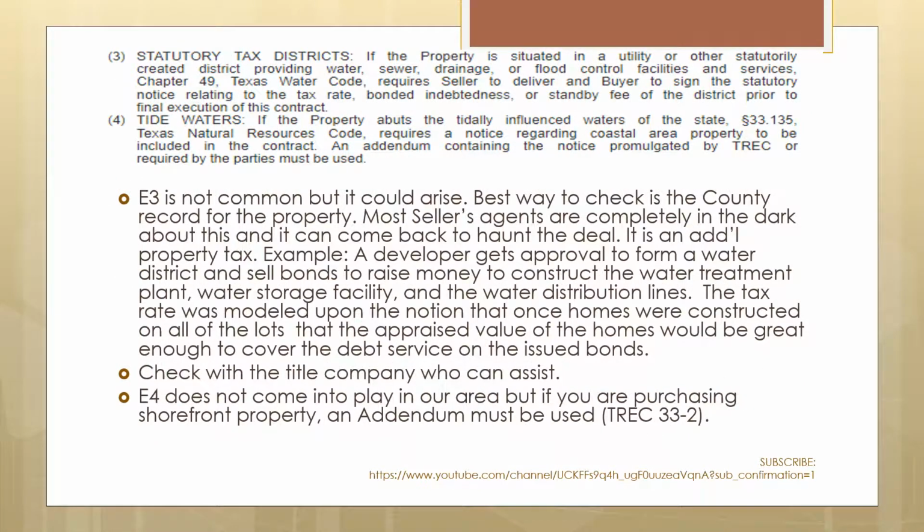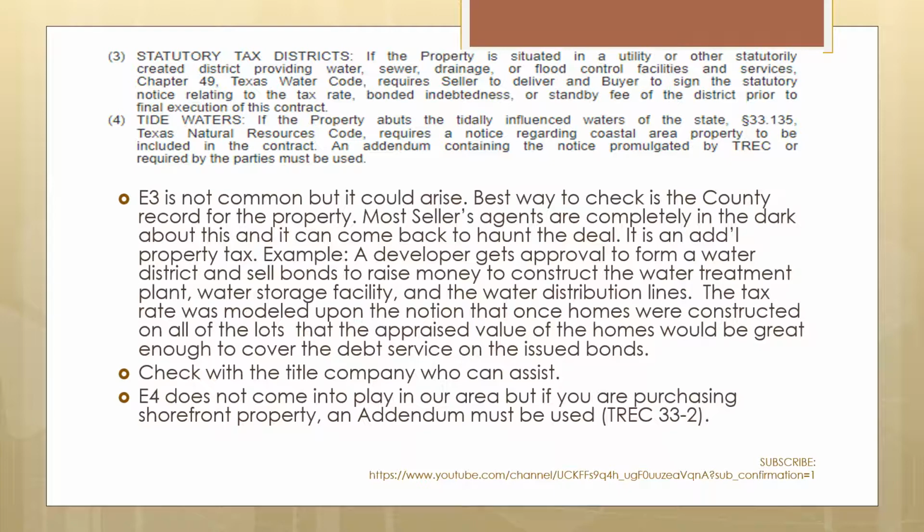Now, E3, it's not common, but it could arise. Best way to check is the county record for the property. When you look at the county records, if you're not familiar with them, they usually have like 3 items. They have the school, like say McKinney ISD, then they have the city of McKinney, and then they have the county. And those are the 3 taxes that you usually pay. Well, there could be a 4th one hidden in there. It could be some kind of a bond issue. It could be an extra tax to provide some kind of service. They may be building a stadium. They could be building some utility facility. Okay, so that's what statutory E3 statutory tax district talks about.